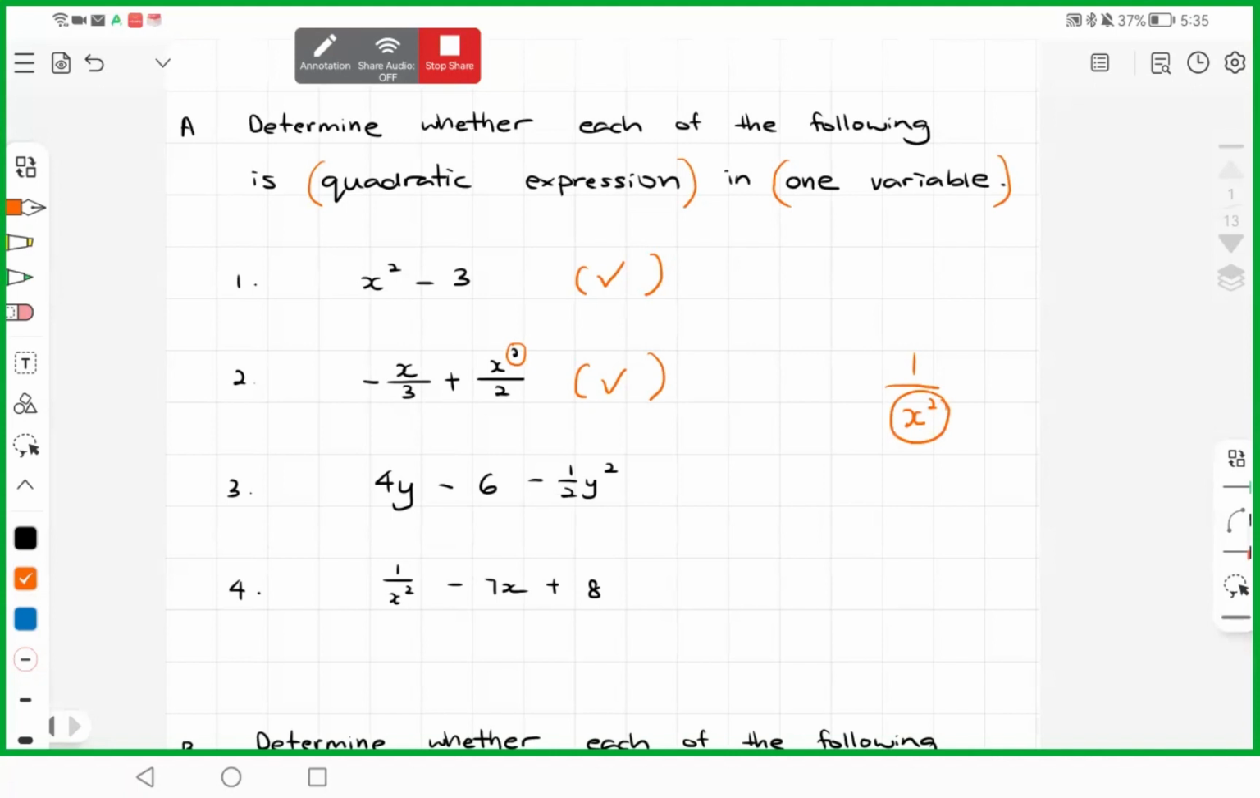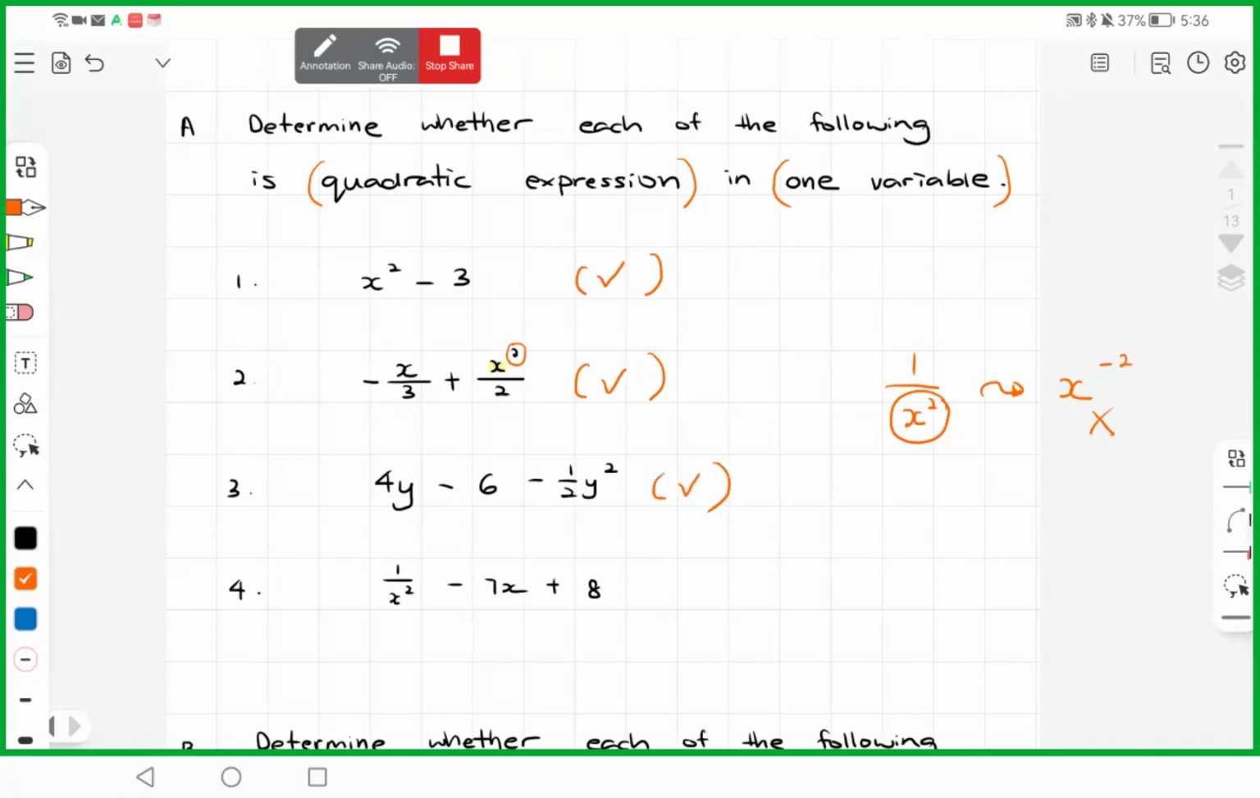If it's denominator, let's say we change it to indices form, it is not carrying power 2. Instead, it will carry negative 2. So it's not the same. So this is not a quadratic expression. The position must be at the numerator. And for number 3, the answer also is yes.